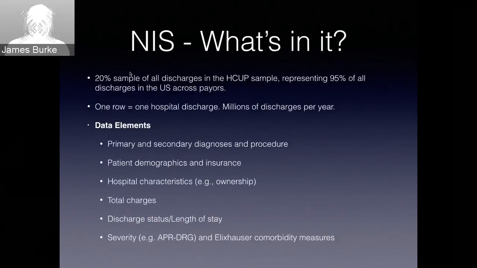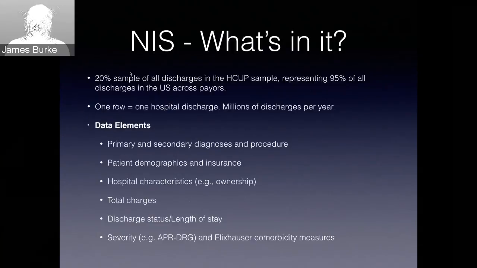You've got patient demographics and who the payers are. You've got some hospital characteristics, but not actual hospital identifiers anymore. Historically, you had hospital identifiers that were plausibly linkable out. In the more recent versions, all you have are hospital characteristics. You can say, was it a teaching or non-teaching hospital?